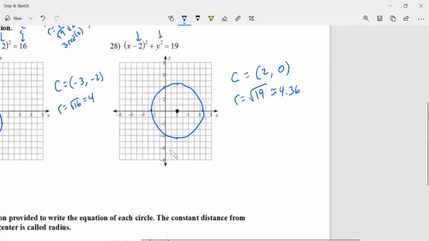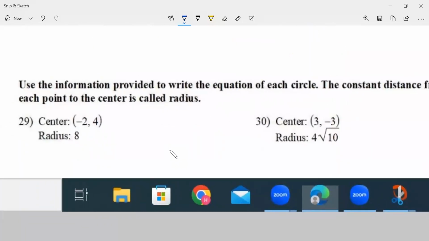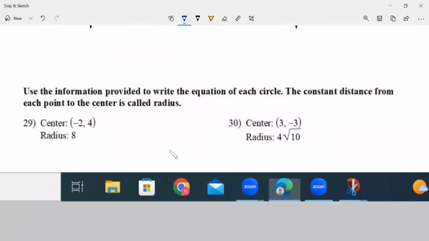And lastly, I'm going to ask you guys to type in the equation of this. Use the information provided to write the equation of each circle. The constant distance from each point to the center is called the radius. So here I have the radius is 8. In your homework, I might say the constant distance from each point to the center is 8. So I might use the word radius, or I might use the phrase, the constant distance from each point to the center, instead of the word radius.